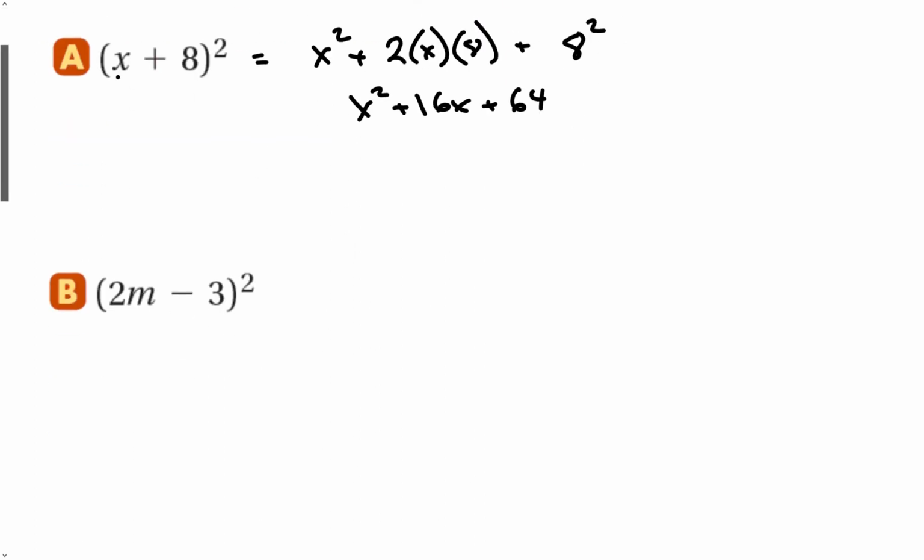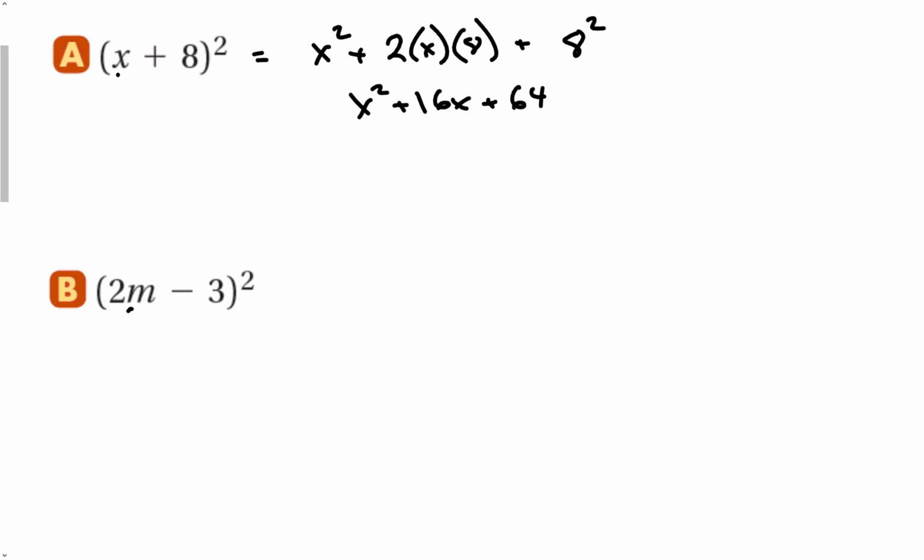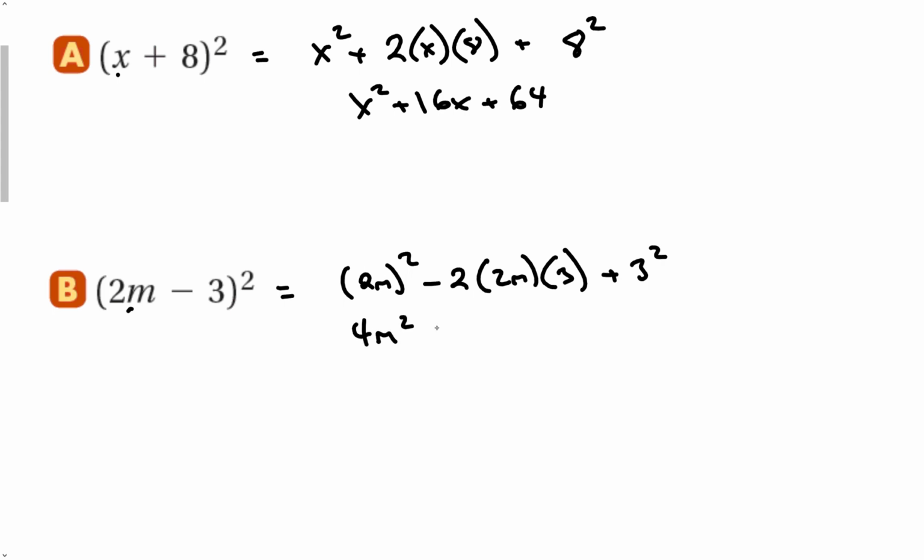Now, if the first term has two things in it, that's okay. Just be careful. You are going to square them both. Minus, because there's a minus here, 2 times 2m times 3 plus, or technically we would say minus negative 3 squared, but just plus 3 squared. Okay, so when I square 2m, that gives me 4m squared minus 12m plus 9.